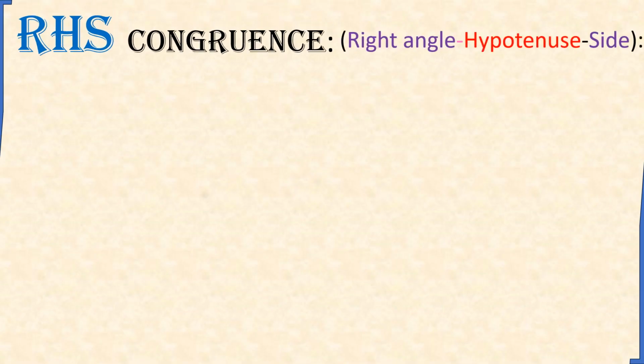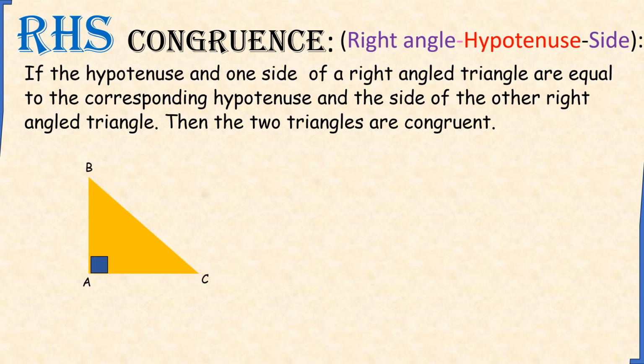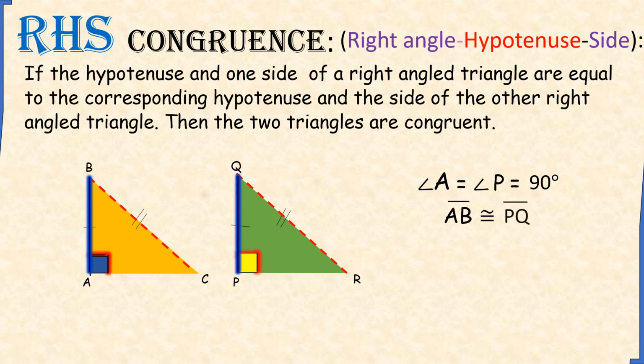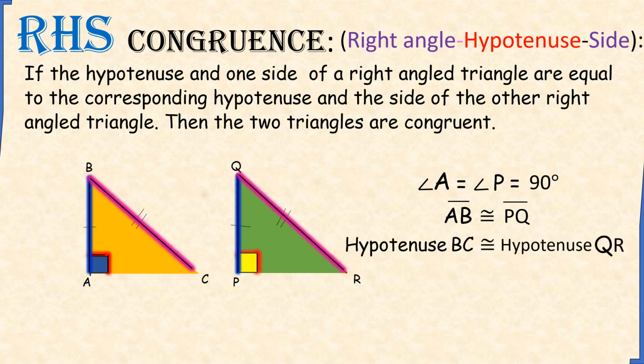Right angle hypotenuse side congruence. If the hypotenuse and one side of a right angle triangle are equal to the corresponding hypotenuse and the side of the other right angle triangle, then the triangles are congruent. Here, angle A and angle P are right angles. Side AB is congruent to side PQ, and hypotenuse BC is congruent to hypotenuse QR. Then, the triangle ABC is congruent to triangle PQR.